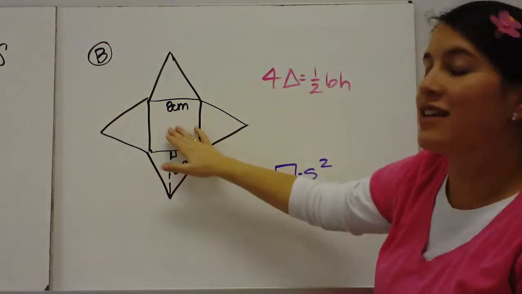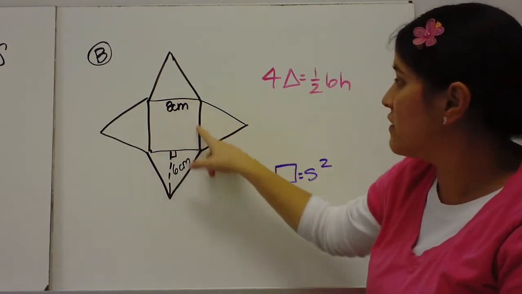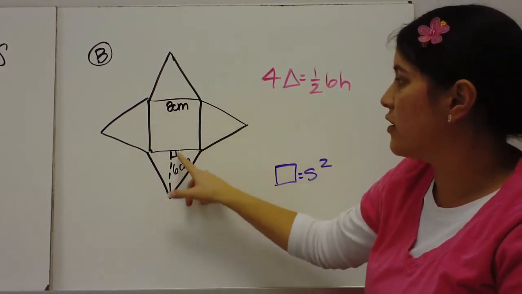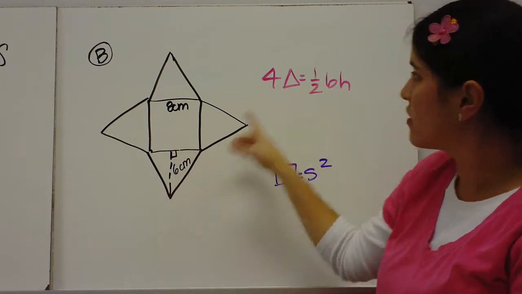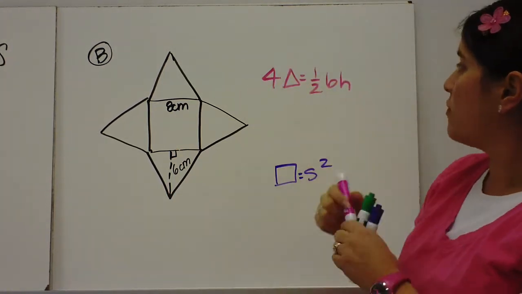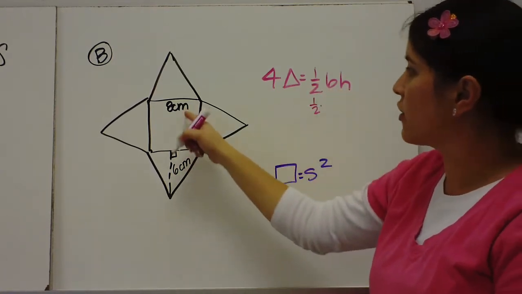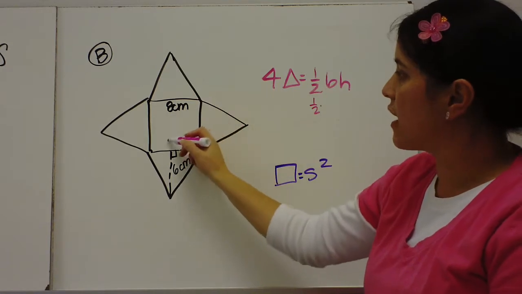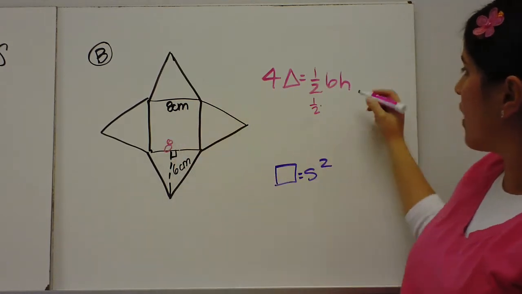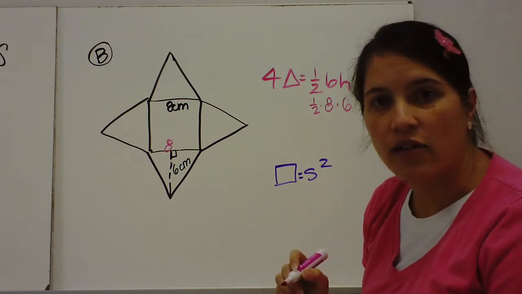All right, example B, I have the net of a square pyramid, and it has the 4 side lengths of 8 centimeters and the height of 6 centimeters. So over here, my 4 triangles are going to be 1/2 BH. So I bring down my half. The base and height are going to be the ones. So if this is 8, that means this is 8. So I have to use 8 and 6 because they make the right angle.